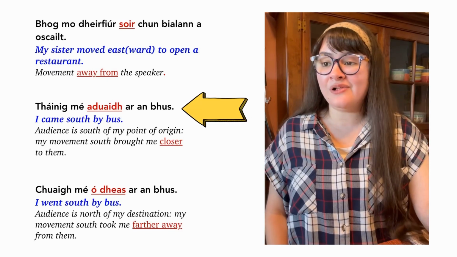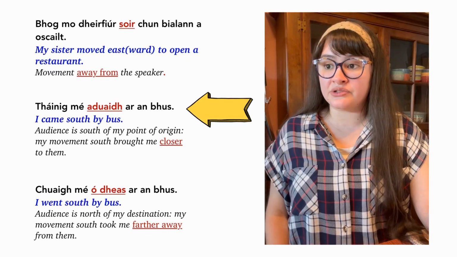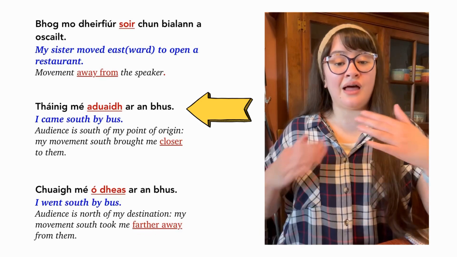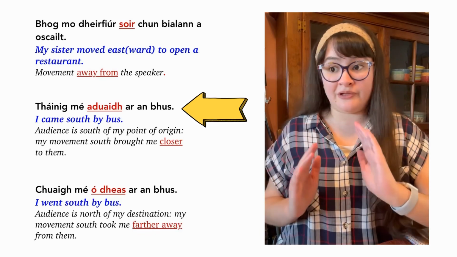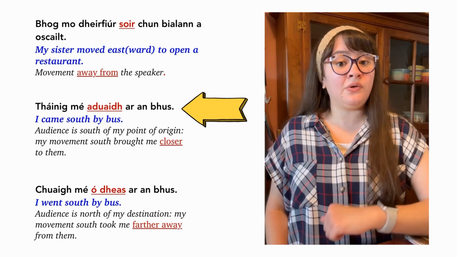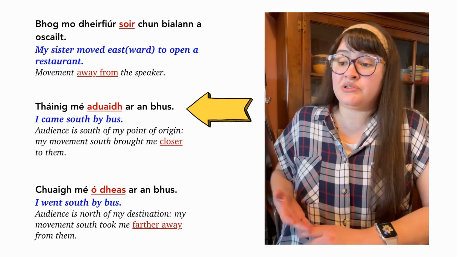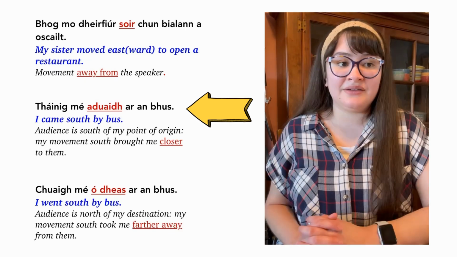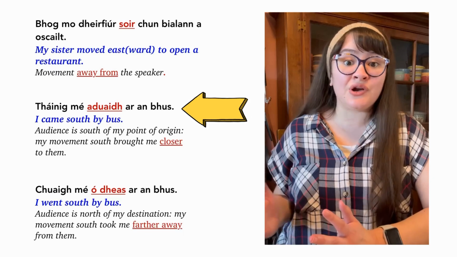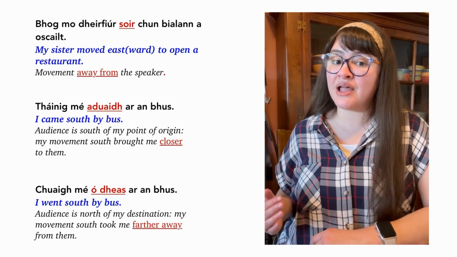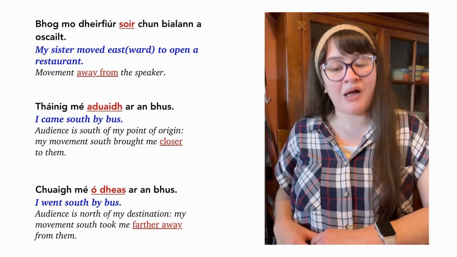The next example, Hanikma Due Erawas. I came south by bus. Now in this instance, I am the speaker and I'm moving. The audience is south of my point of origin. My movement south brought me closer to them, closer to my audience. So the version of our direction starting with A would be the right choice. Adue. I came south from the north by bus.